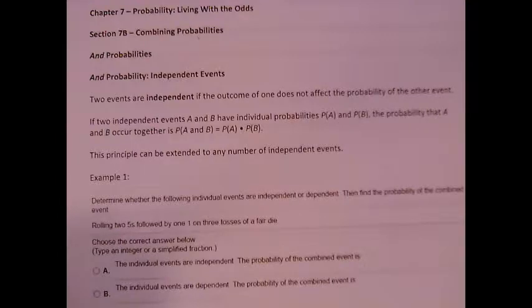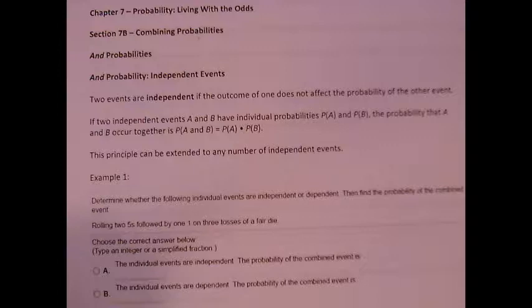Alright, in this video we're going to be talking about combining probabilities. This is section 7b. And here we're going to be focusing on and probabilities. Those are probabilities with the word and included. So an and probability will deal with independent events.